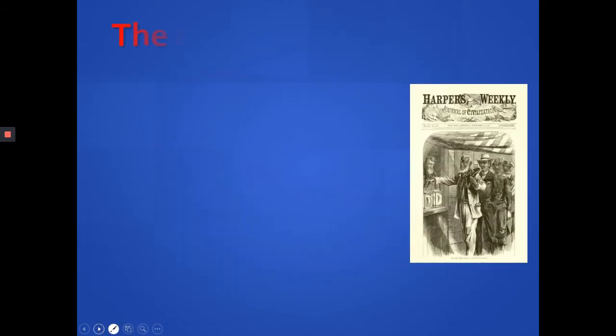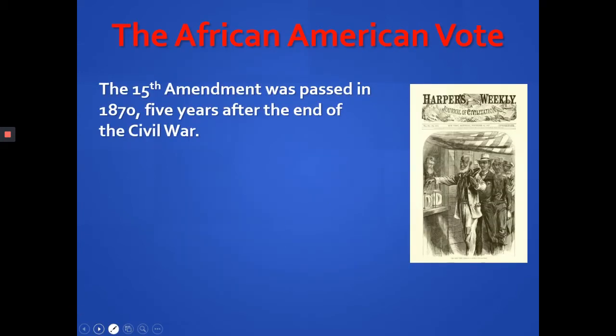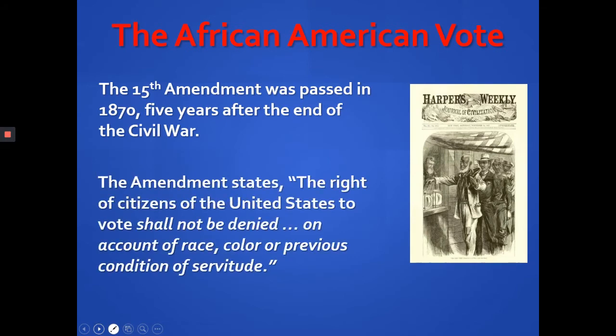So the first group of people that we are going to look at are the African American vote. The 15th Amendment was passed in 1870, which was 5 years after the end of the Civil War. We know that the Civil War was fought because of slavery, because some states did not want to do away with slavery and some states didn't feel that that was correct. So we fought the Civil War, and the North won, which led to the passing of the 15th Amendment. And that amendment states that the right of citizens of the United States to vote shall not be denied on account of race, color, or previous condition of servitude.